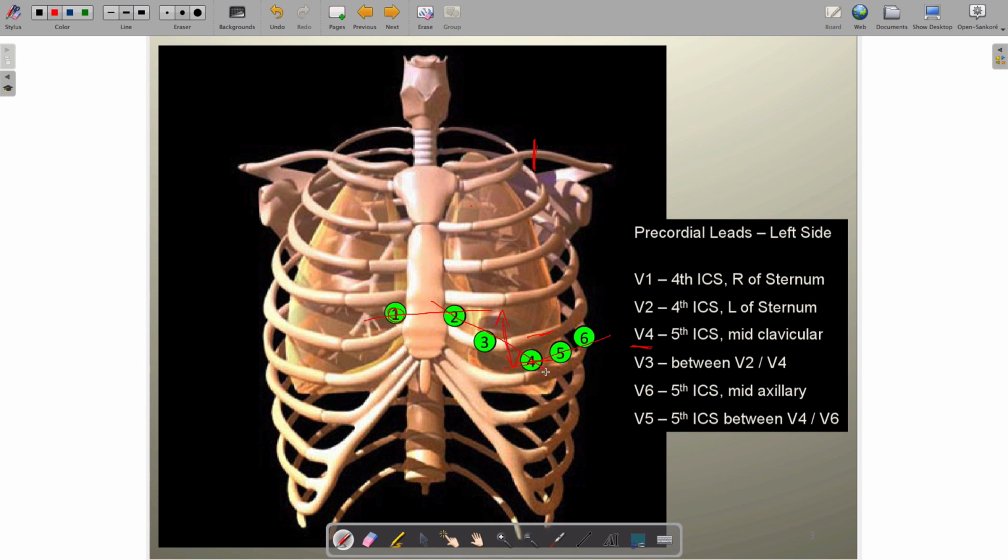Draw yourself a perfectly straight line. You don't want to put V3 down here. You don't want to put it up here. You put V3 right in line with 2 and 4, and you drop V3 down there.